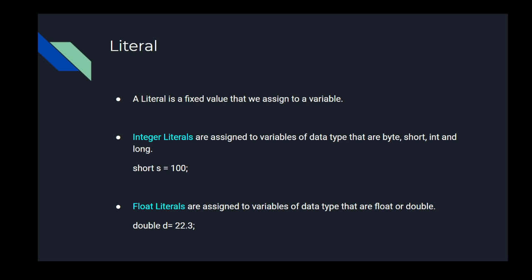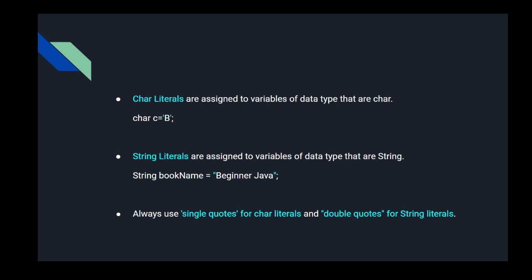What is a literal? A literal is a fixed value that we assign to a variable. Integer literals are assigned to variables of data types that are byte, short, int, and long. Short s equals 100 is an example of an integer literal. Float literals are assigned to variables of data types that are float or double. Double d equals 22.3. If you're wondering what shorts, floats, and doubles are, we'll explain that in another video, an entire video all about these data types.